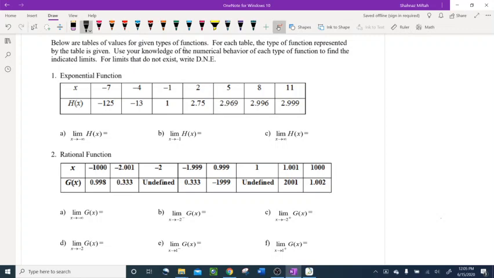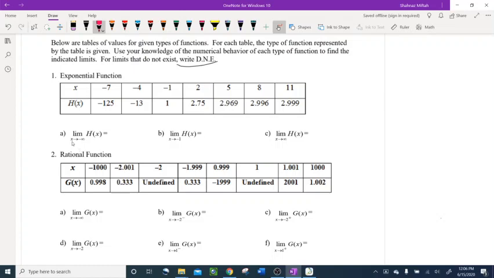Below are the tables of values for given types of function. For each table, the type of function represented by the table is given. Use your knowledge of the numerical behavior of each type of function to find the indicated limits. For limits that do not exist, write does not exist. So that's what we're going to do. For every question A, B, C, pause the video, answer yourself, and then check the video to see if you're right.